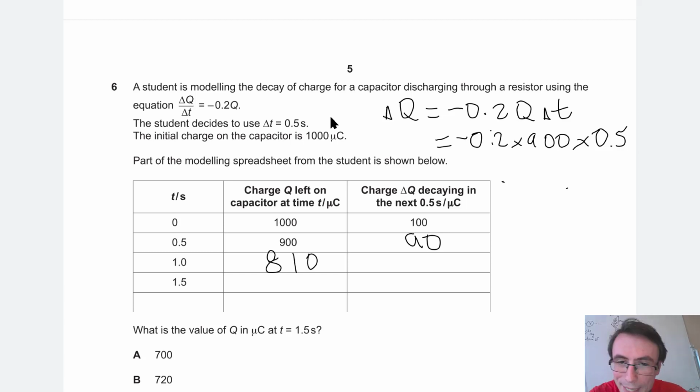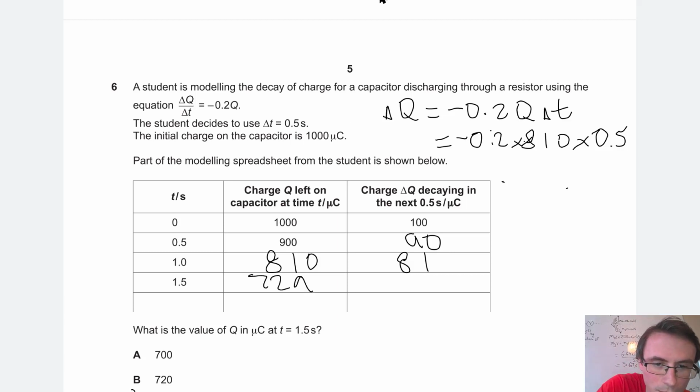Now I'm going to repeat exactly the same process. However, rather than 900 here, I am going to write 810. And let's figure out our change in Q. 0.2 times 810 multiplied by 0.5. What does that give me? 81. Take those two away. 810, take away 81. That's going to give me 729. Correct answer C.